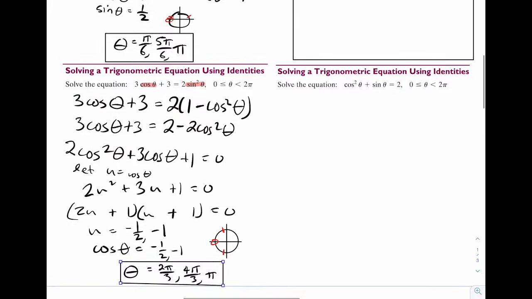Okay, so here's our second to last example. Notice how it's quite similar to the last one. So in this one, I'm actually going to show you another method. I'm going to show you how to solve it using a graphing calculator, meaning using your HP Prime.